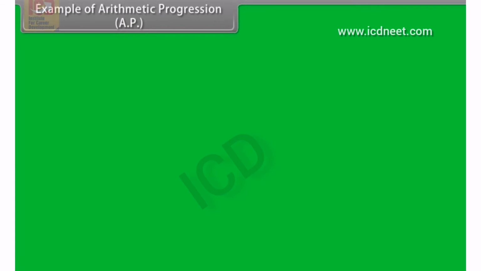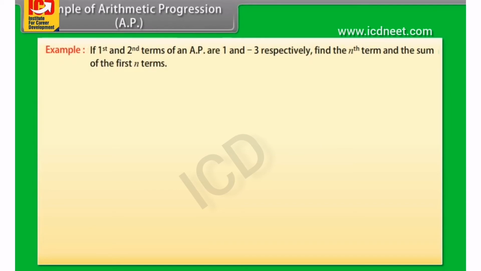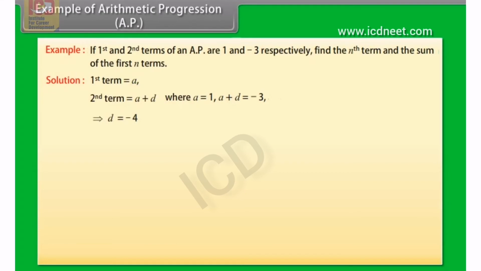Example of arithmetic progression, AP. Example: if the first and second terms of an AP are 1 and minus 3 respectively, find the nth term and the sum of the first n terms. Solution: let the first term be A and the second term be A plus D, where A is equal to 1 and A plus D is equal to minus 3. It implies D is equal to minus 4. It implies An is equal to A plus n minus 1 into D, which is 1 plus n minus 1 into minus 4, equal to 5 minus 4n.